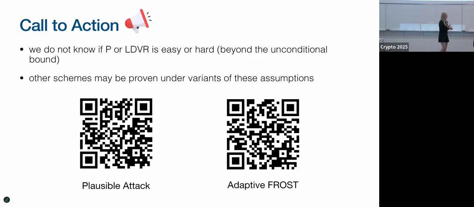Again, we do not know if the problem P or LDVR is easy or hard, beyond, of course, the unconditional bound that we've given. We also note that it may be possible for other schemes to be proven fully adaptively secure under variants of these assumptions. Perhaps it's LDVR, perhaps it's some variant. And if you're interested in looking more into the details, here are some links to the two papers.